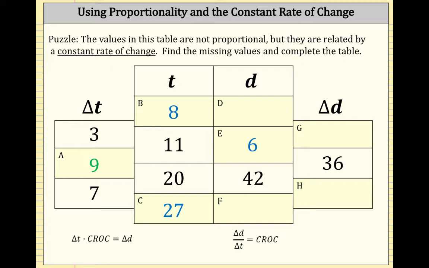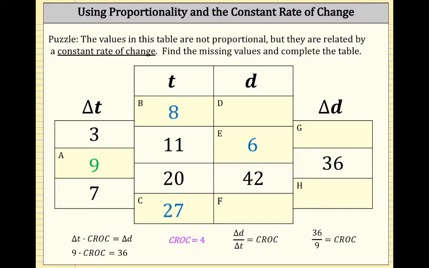What we're going to do is see if we can determine this constant rate of change in this problem. We are given some facts. We're given the fact that for delta t of 9, that corresponds to a delta d of 36. So 36 over 9 is going to be the constant rate of change. Or from the constant multiple perspective, 9 times that constant rate of change will be 36. Regardless of which perspective you take, the value of the constant rate of change has to be 4 for this to be true.